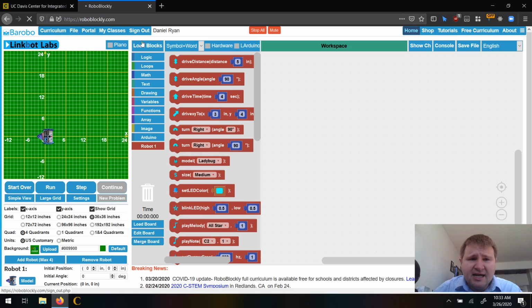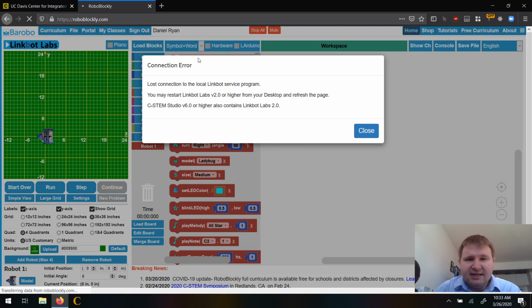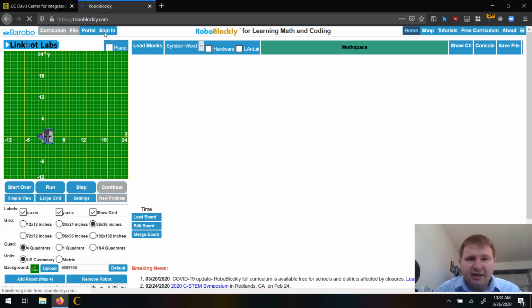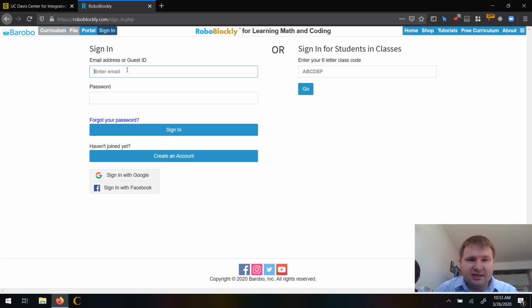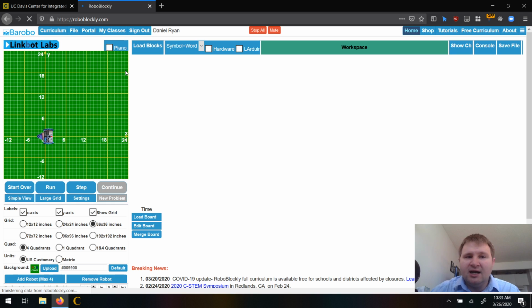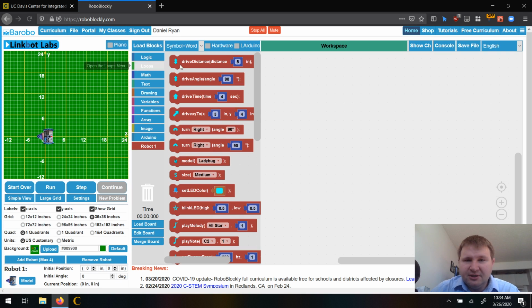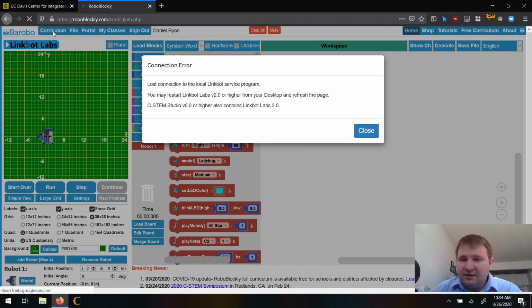First things first, at the top here, if you're not signed in yet, you will see a sign in button. If you click on that sign in button, it'll take you to our sign in page where you can type in your email address and your password to log in to RoboBlockly. Once you're logged in, you'll get access to all of the additional features that are available here, starting with the curriculum portal at the top left. So this curriculum portal is where we're going to be working for the duration of this webinar.